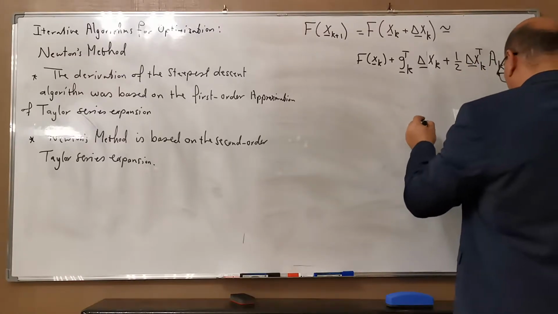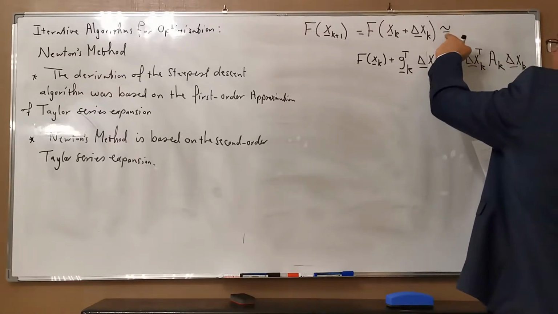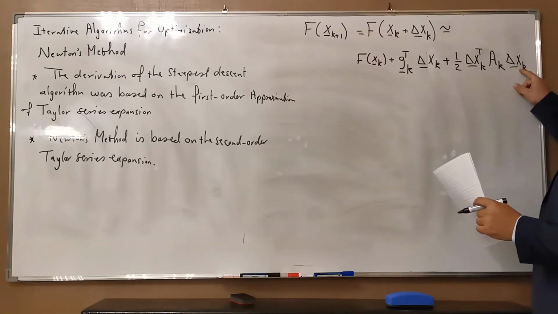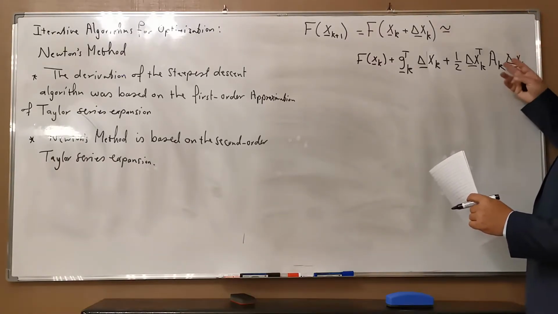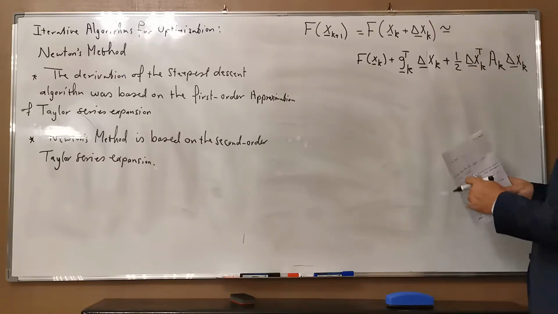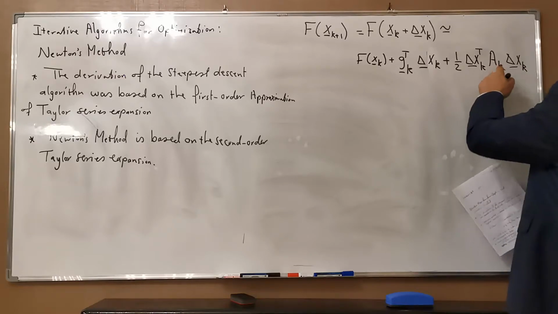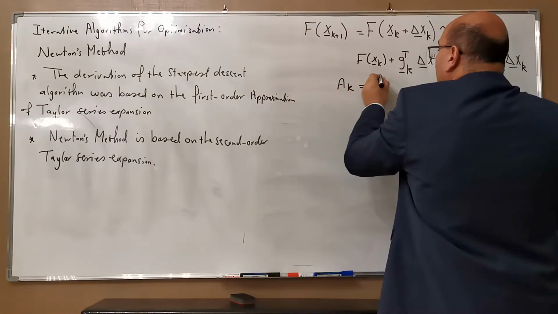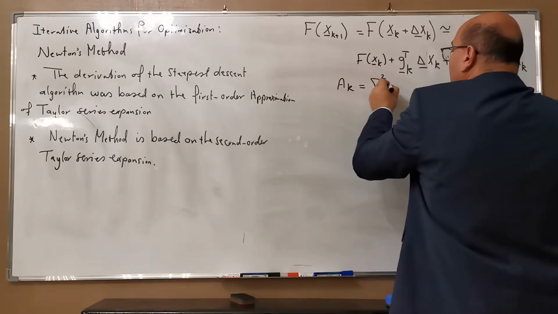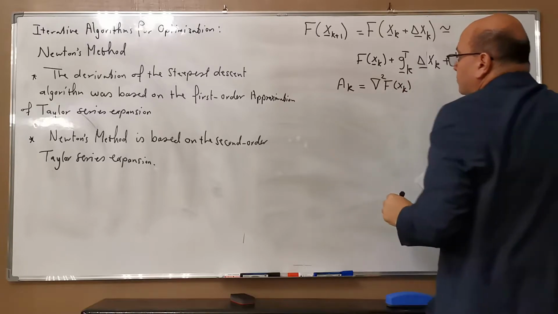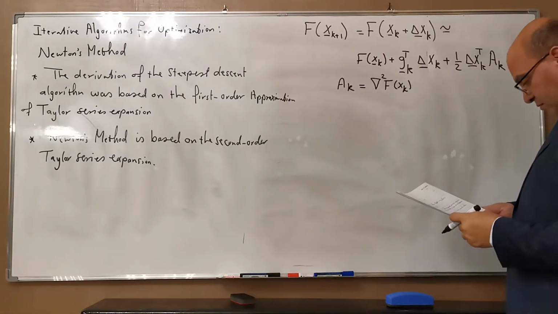Okay, and you have other terms. So you have the approximation. We just ignore or neglect the higher order terms beyond the second order. Remember that this A k is equal to the Hessian of f of x at k, the Hessian matrix.